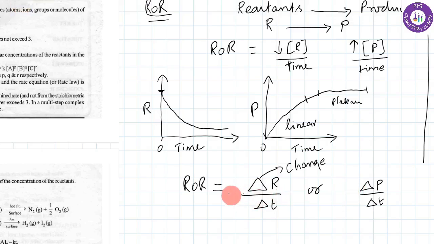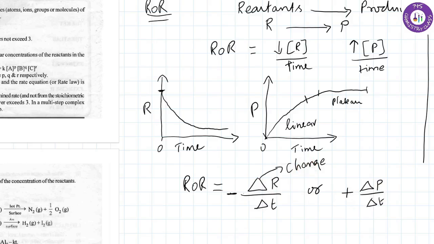Okay, so this will be minus delta R and plus delta P. With time, the concentration of R decreases, so to represent that we put a minus sign here. Similarly, to represent that there is an increase in the concentration of product, we put a plus sign here. So this delta represents the change.